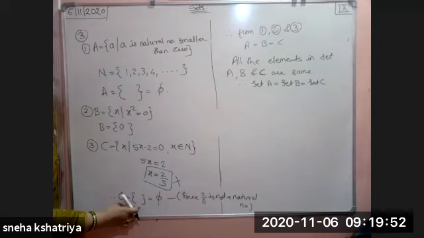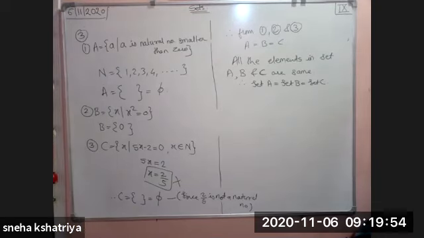Therefore, C is equal to the empty set. So, which of the following are empty sets? Set A is an empty set and set C is an empty set. B is not an empty set. A and C are empty sets. B is not an empty set.